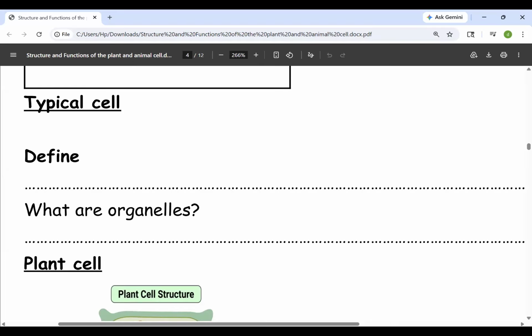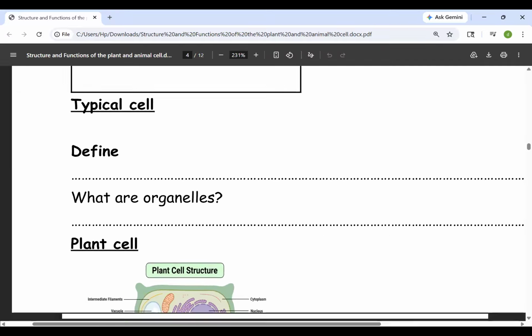Once that question was there in the paper: what is the meaning of a typical cell? So that is the answer: the cell prepared by including all the organelles. Then I have asked another question: what are organelles?